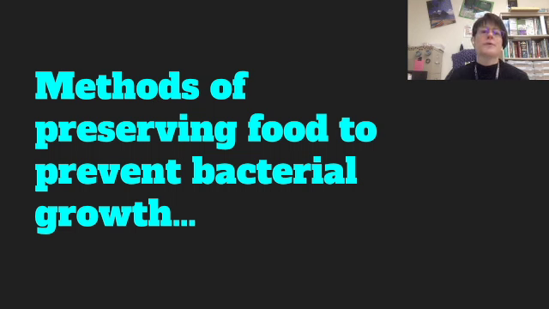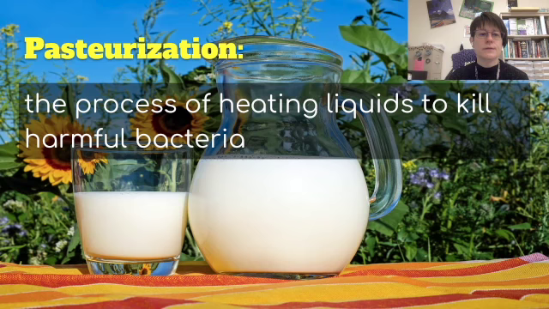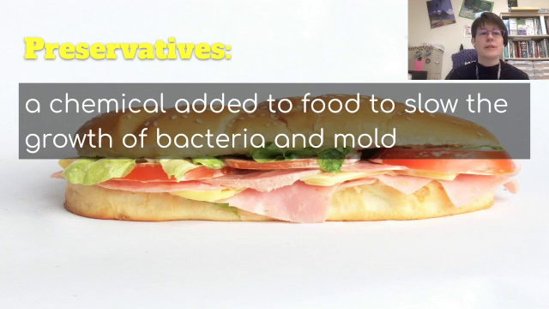Methods of preserving food to prevent bacterial growth include pasteurization. This is the process of heating liquids to kill harmful bacteria. That's what we do with milk. Preservatives. These are chemicals added to food to slow the growth of bacteria and mold. There are preservatives added to the bread so it will last on the shelf longer, and also to the meats so that they will not get slimy as fast.